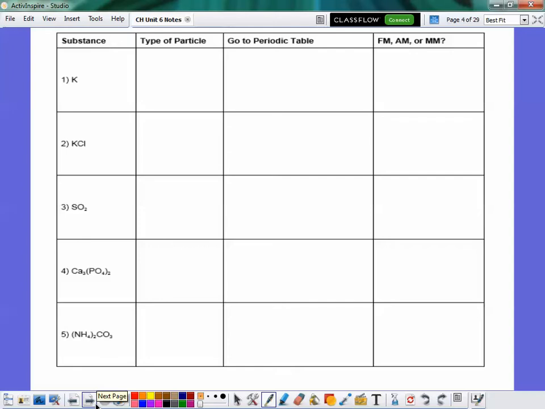All right. So our first example, number 1. K, which is what element? Potassium. What type of particle is that? It's an element. So does that mean that we are calculating FM, AM, or MM? AM, because we're calculating the atomic mass of an individual element.